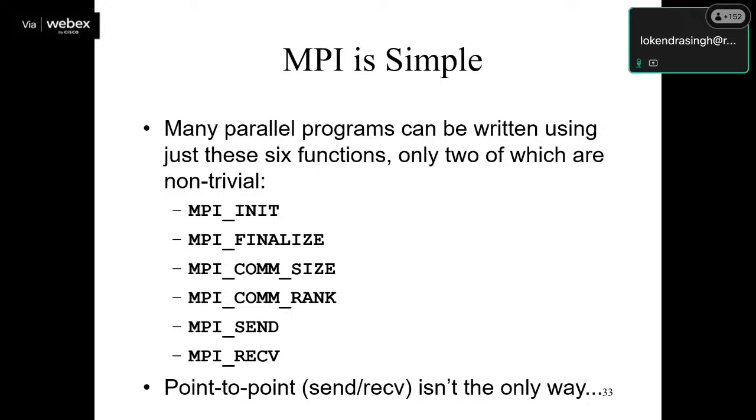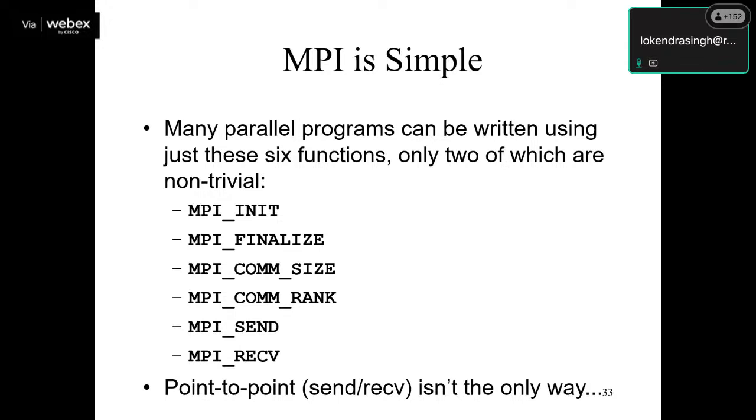Many parallel programs can be written using just these 6 functions, only 2 of which are non-trivial. The first two you must use: MPI_Init and MPI_Finalize. So when you are writing your MPI code, first of all you have to create the environment, and then you have to close the environment with the help of MPI_Finalize.